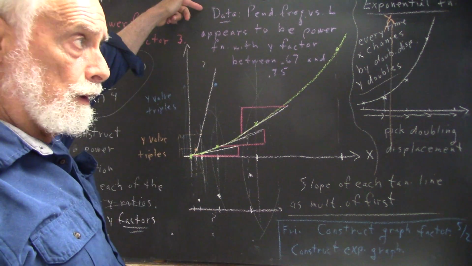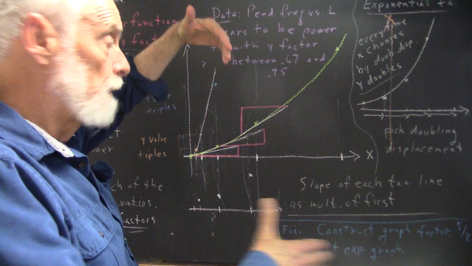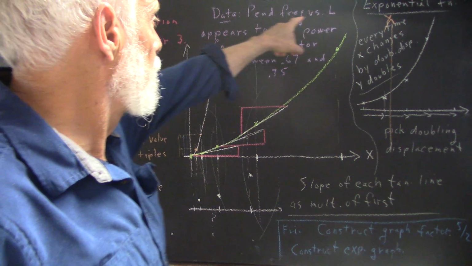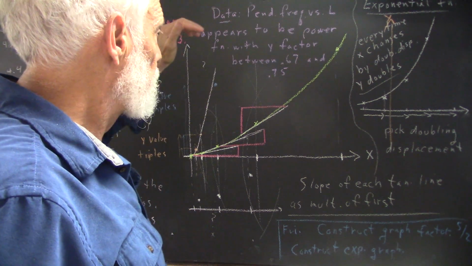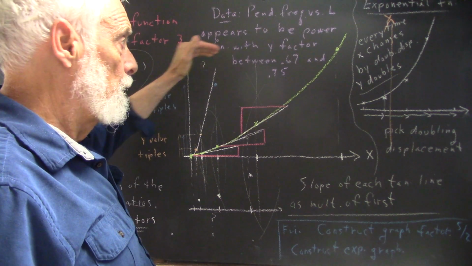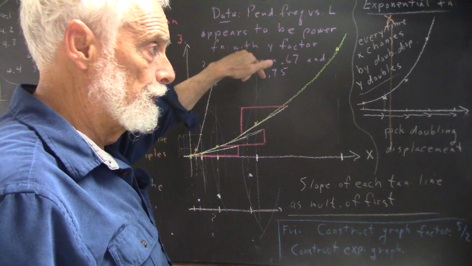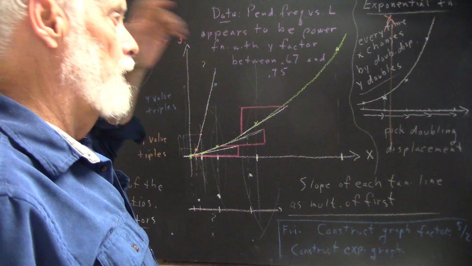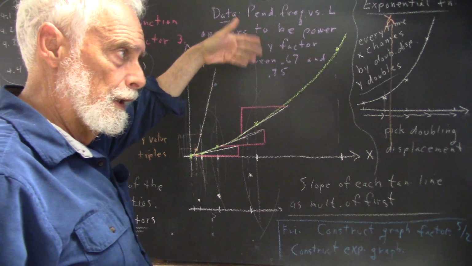Now, according to the data we took when timing a pendulum, the pendulum frequency versus length appears to be a power function with a y factor between 0.67 and 0.75. This is the result that we got in class today.